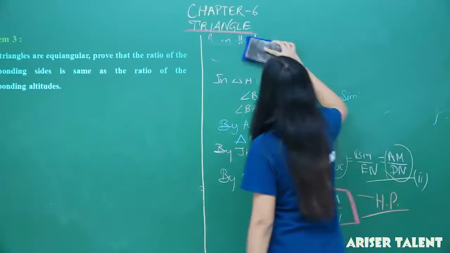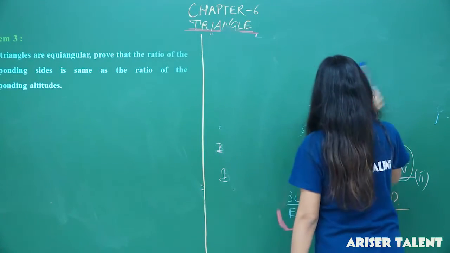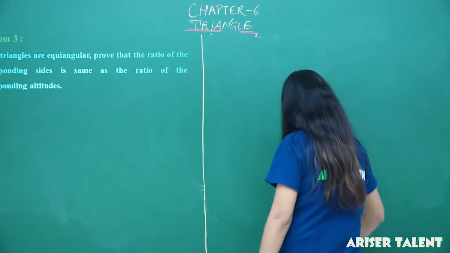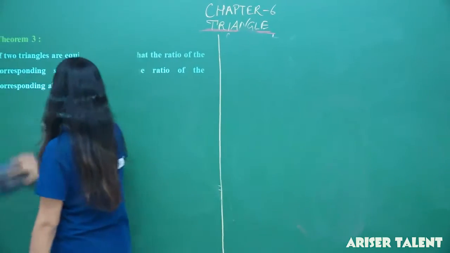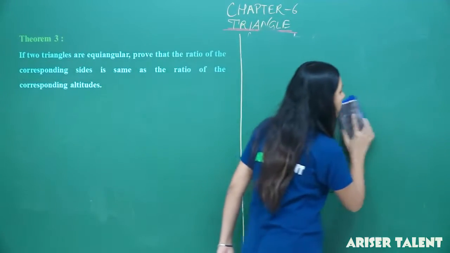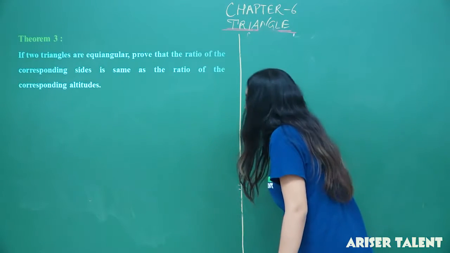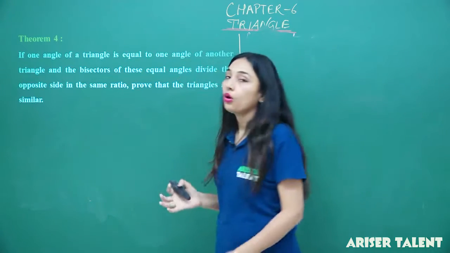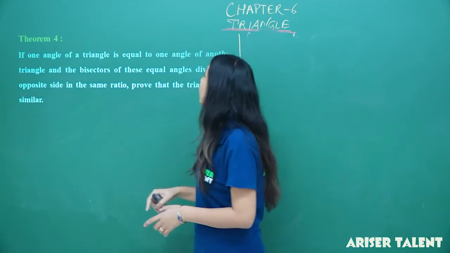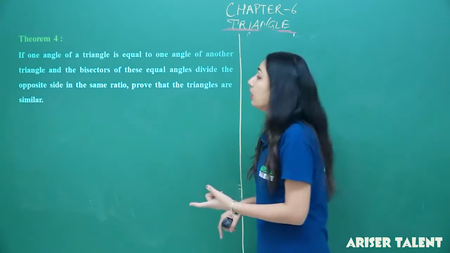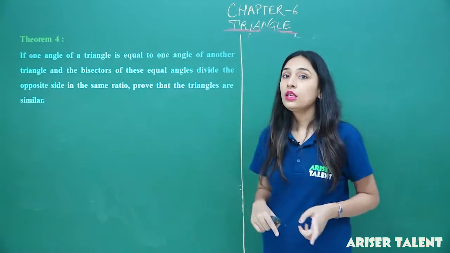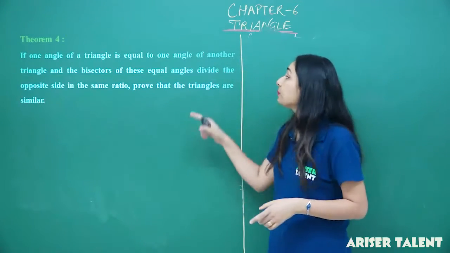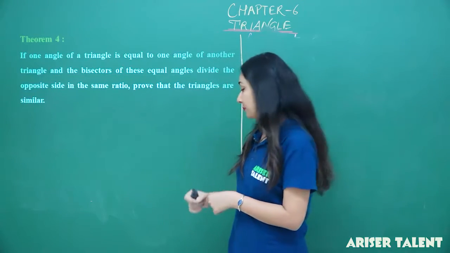Okay, students. These theorems are fascinating, na? If this equals to this, then this equals to this, and then this equals to this. Okay. So, what is next? We should have a look. Theorem 4. If one angle of a triangle is equals to one angle of another triangle, and the bisectors of these equal angles divide the opposite side in the same ratio, prove that the triangles are similar.